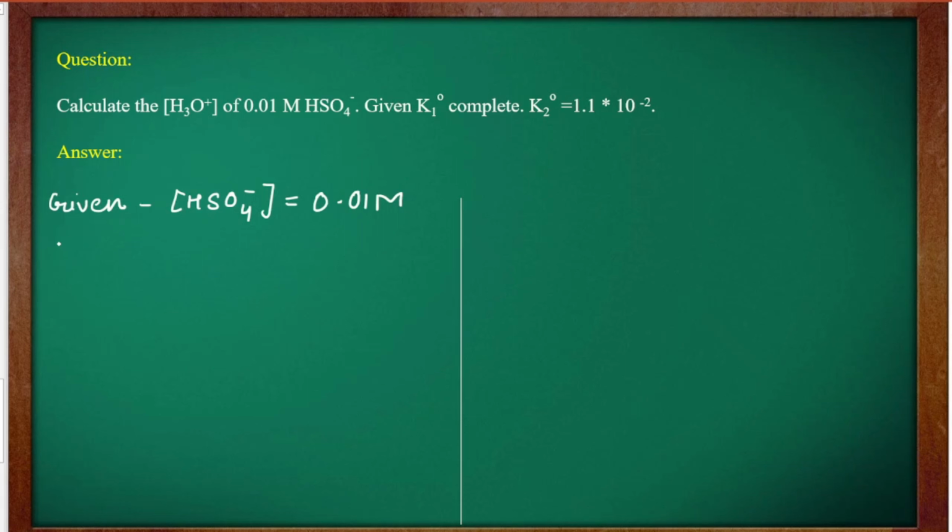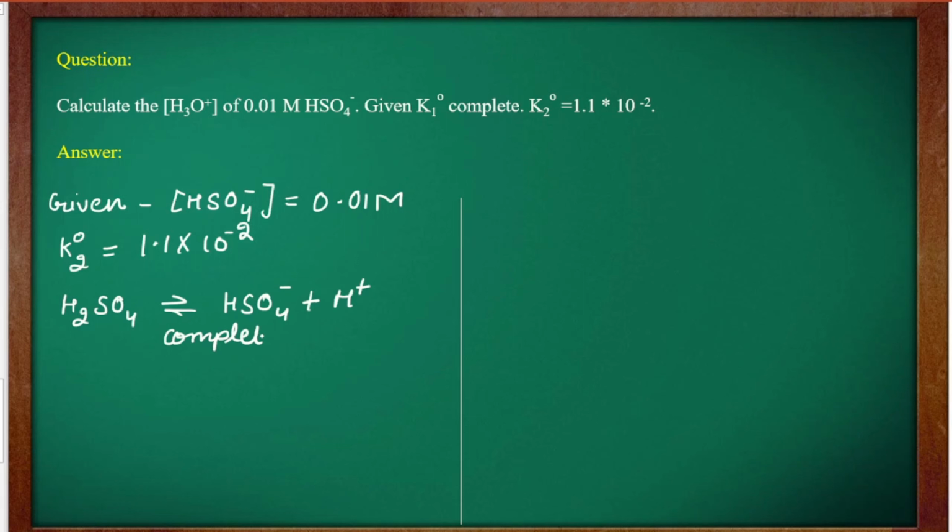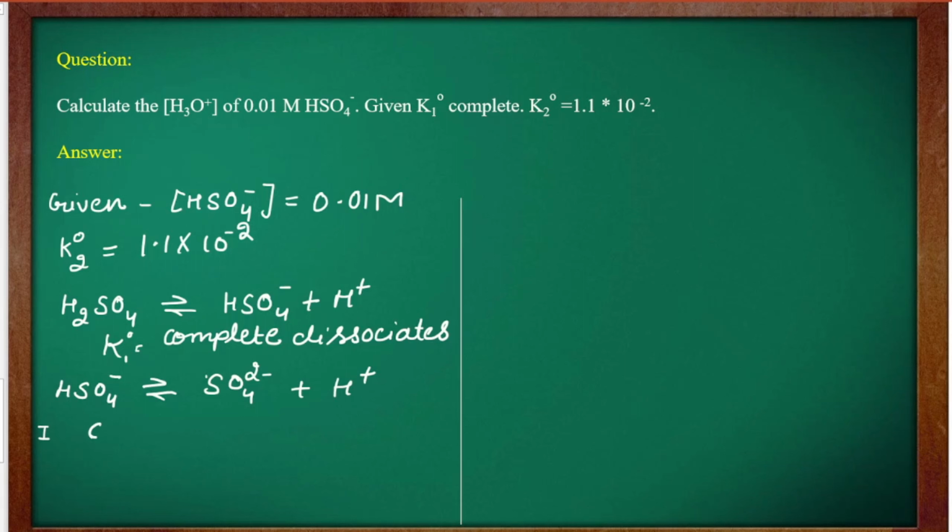In first dissociation step, sulfuric acid dissociates and gives hydrogen and hydrogen sulfate ion. In second dissociation step, hydrogen sulfate dissociates and gives hydrogen and sulfate ion. In sulfuric acid case, first dissociation step is complete. In second dissociation step, hydrogen sulfate partially dissociates.